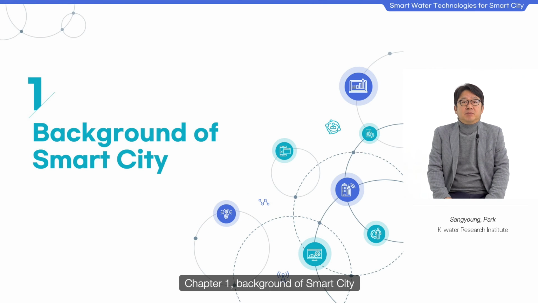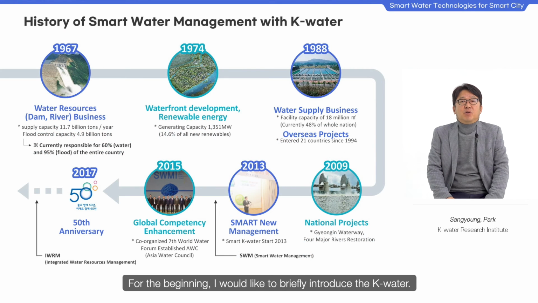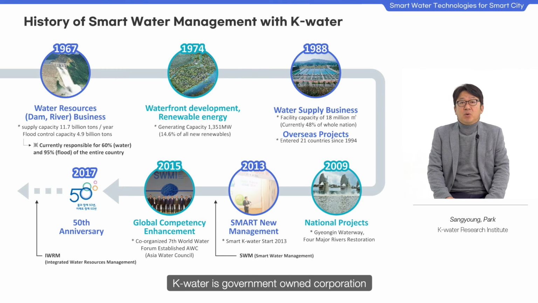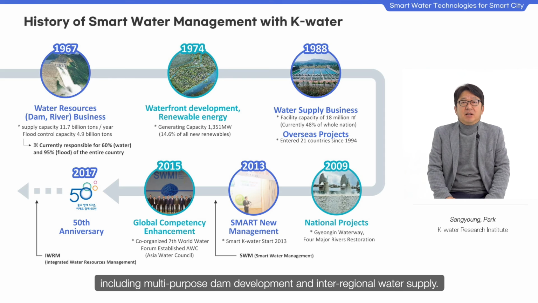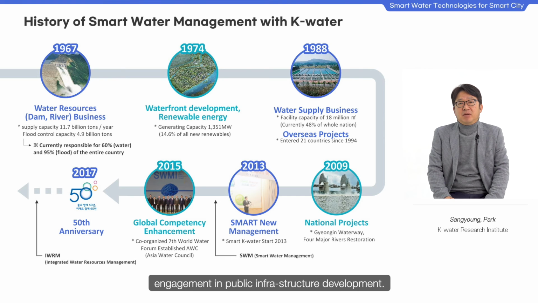Chapter 1, Background of Smart City. For the beginning, I would like to briefly introduce K-Water. K-Water is a government-owned corporation, and we are working on national-level water resources management, including multi-purpose dam development and inter-regional water supply. For smart city development, we have a long history throughout 50 years of engagement in public infrastructure development.